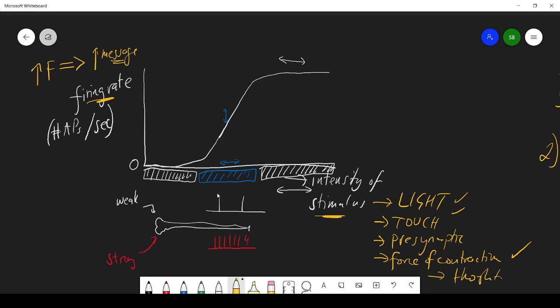But there's a bit of a problem here, because this means that if I want to have a very accurate representation of the intensity of my stimulus, I need this here to be steep. A great thing about having a steep curve is that a small change in the stimulus is represented by a big change in the firing rate. So I've got a very accurate measurement, if you like. But the steeper I make it, the narrower this useful band gets.